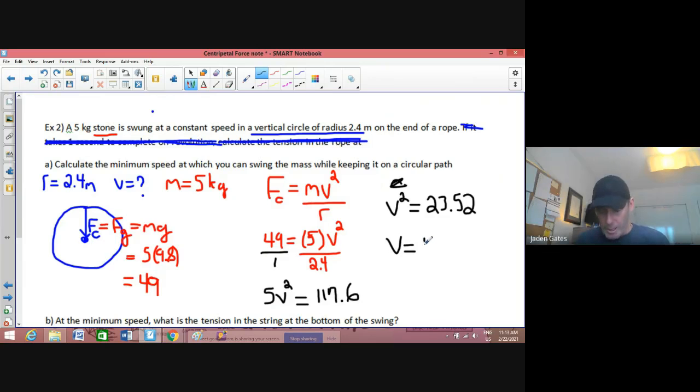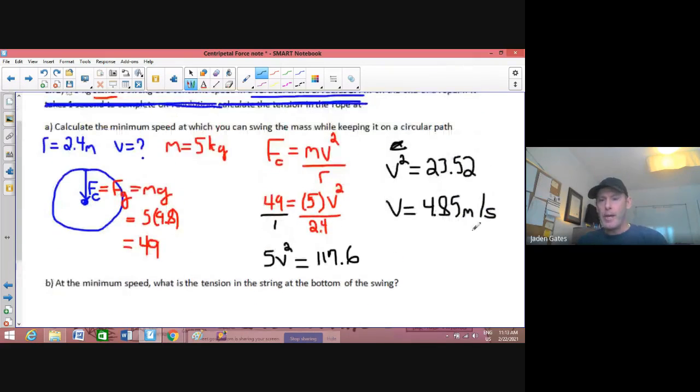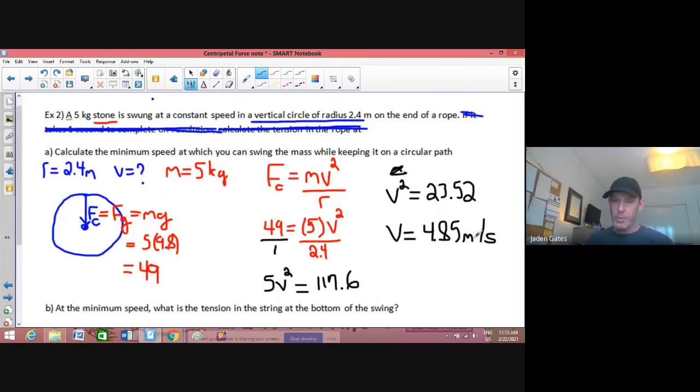So if your speed is any less than 4.85 meters per second, with this mass and this radius, it will fall at the top. That's where you're going to find your issues, because that is the one extreme. It's at the very top where only gravity is supplying the centripetal force. Like I said, now at the minimum speed, what is the tension at the bottom of the string?